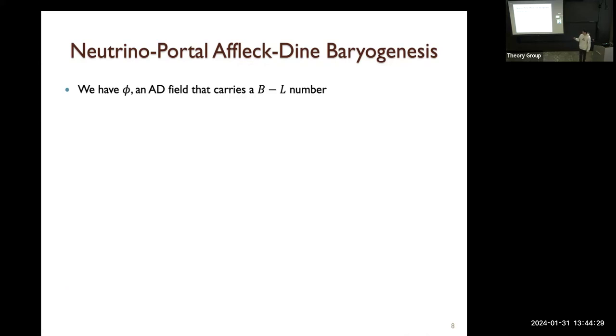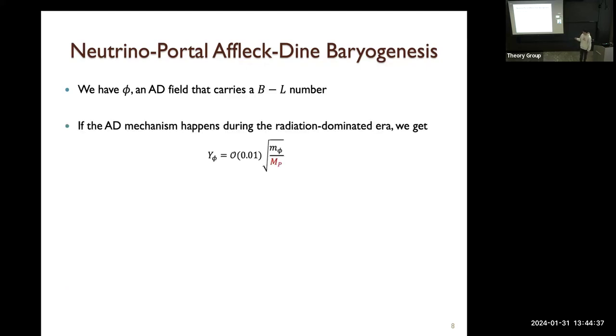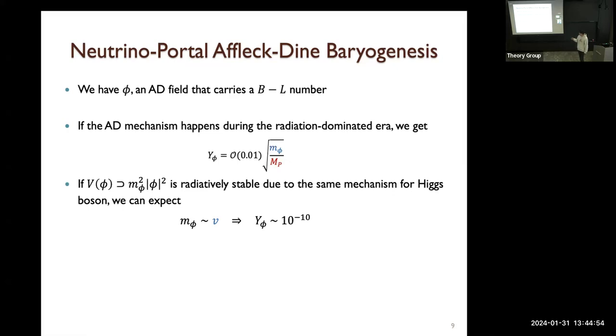We have a complex scalar field phi, which is an Affleck-Dine field, that carries B minus L number. And if the Affleck-Dine mechanism happens during the radiation dominated era, we get the asymmetry of phi is of order 10 to the minus 2 times square root of M phi over M Planck. I'm going to explain how I get this later. But in this talk, I'm going to set this M phi to the electroweak scale.